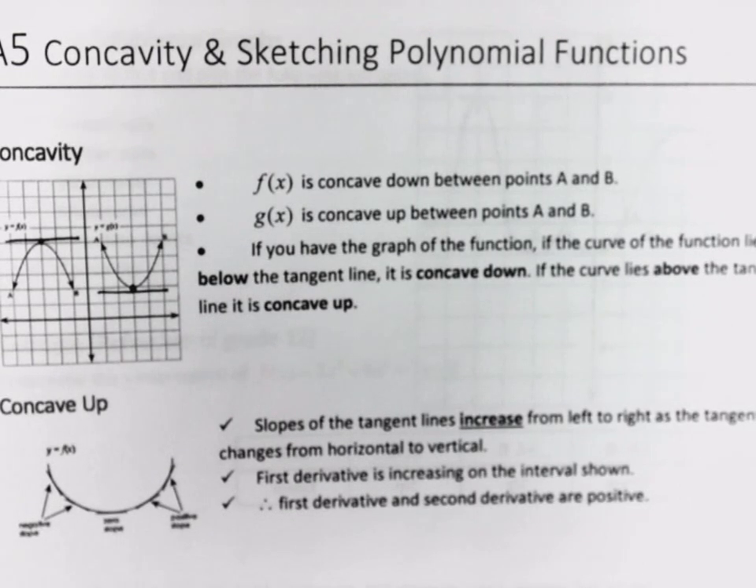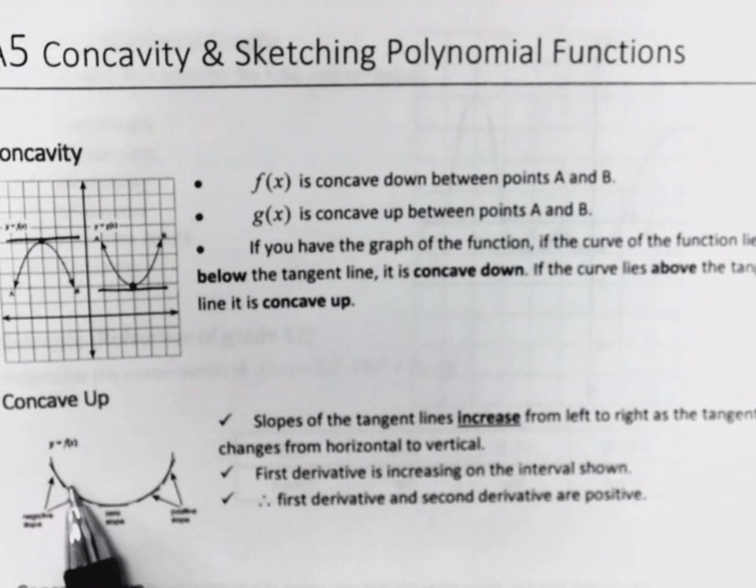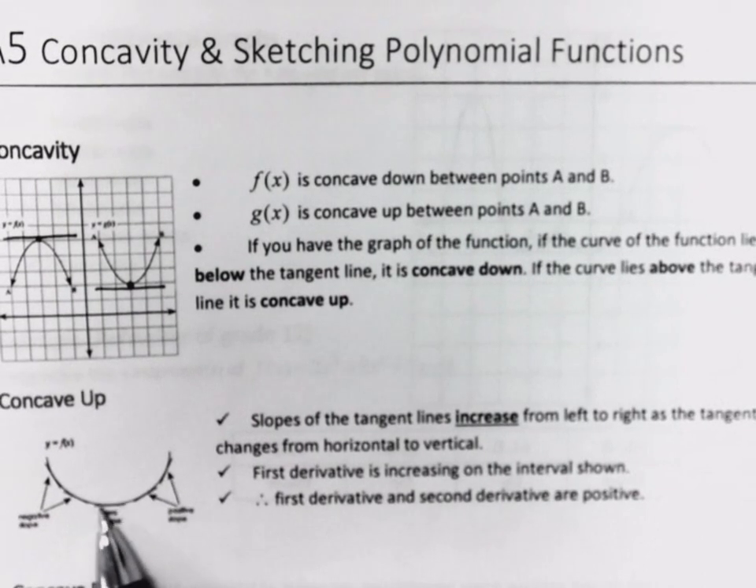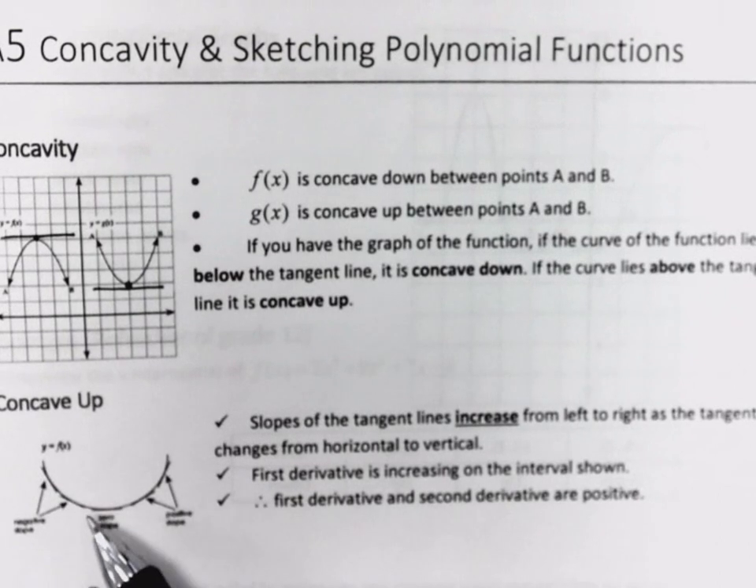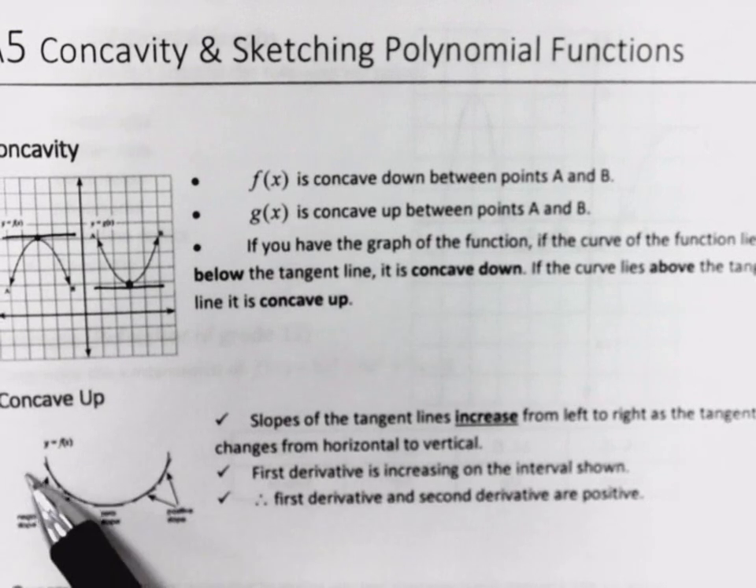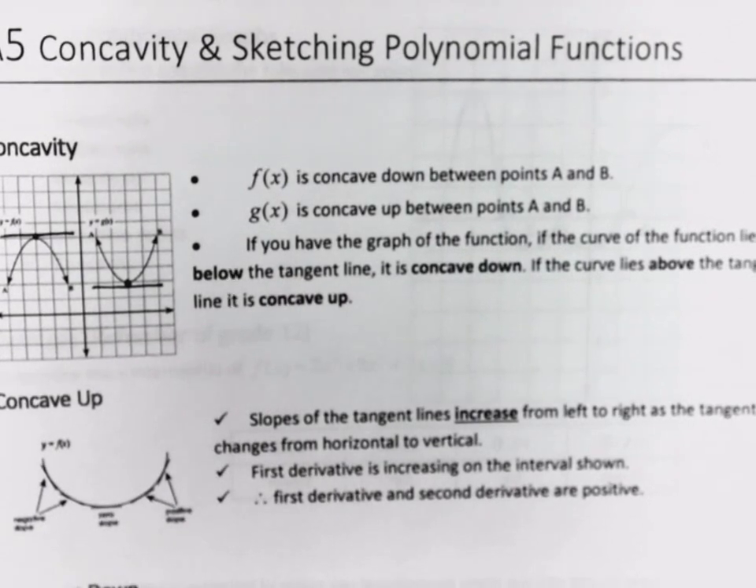Slopes of the tangent line increase from left to right. So if we're talking about concave up, what do we know about these slopes? They're going to be negative, right? Because they're sloping down to the right. We're going to get a slope of 0 at the bottom, and then they're going to start to increase. So negative, negative, 0, and then positive, positive. So they're going to be increasing as the line moves to the right.